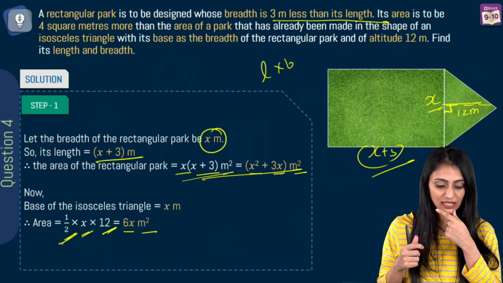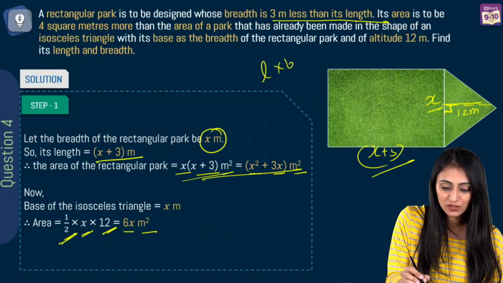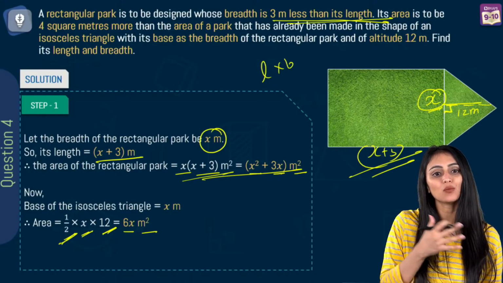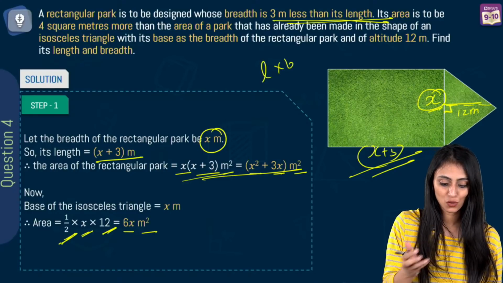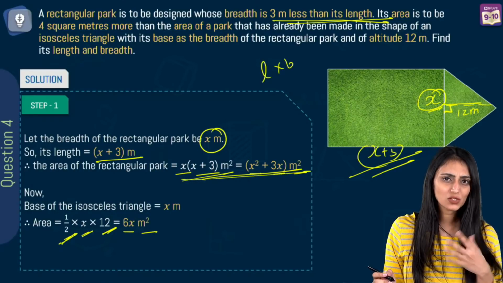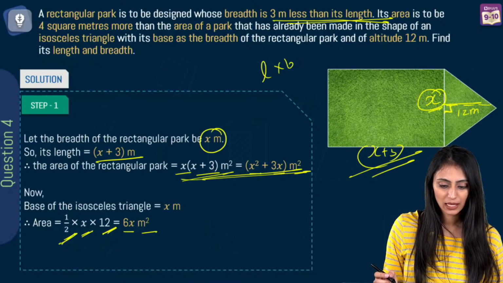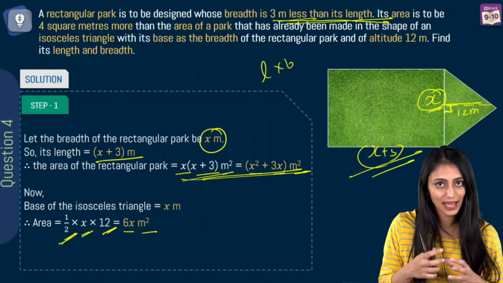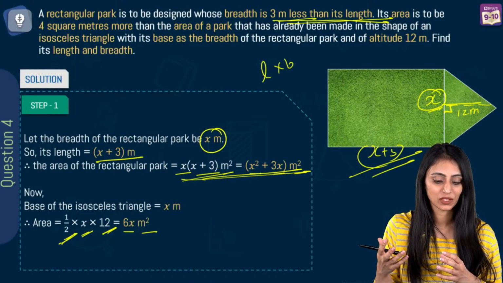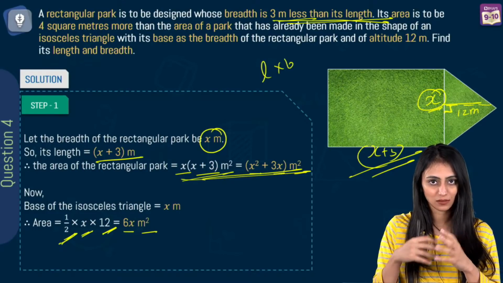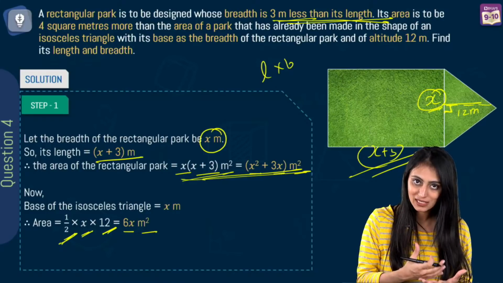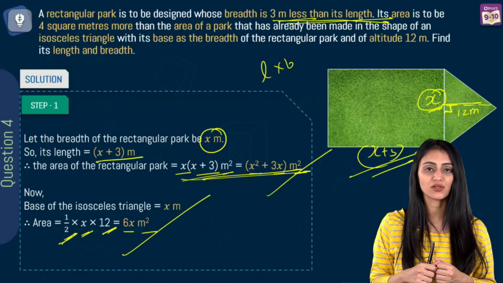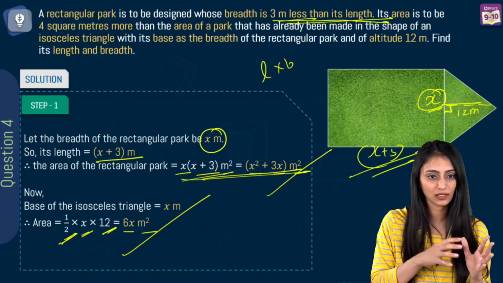Alright. So what we have done here is breadth is 3 meter less than the length. So if breadth is x, length is going to be 3 meter more than it, right? So I have assumed it's this way. You can solve it in the other way as well. Let's say breadth is 3 meter less than the length. In that case, let's assume length is x and breadth is x minus 3. So obviously the steps that we are applying will remain same, but the calculation will change.